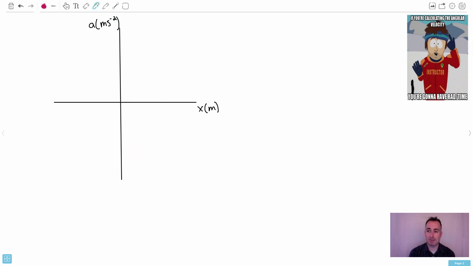by the way, I love the South Park one. You know, he always says, you know, whatever, you're going to have a bad time. Here is, you're going to calculate the angular frequency, you're going to have a rad time. Get it?